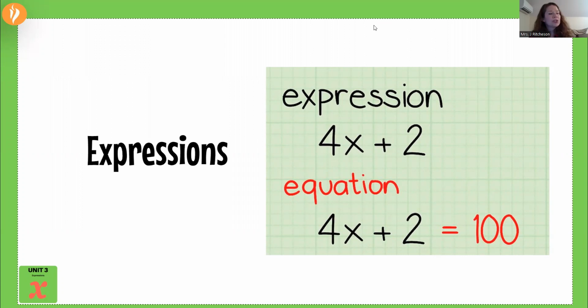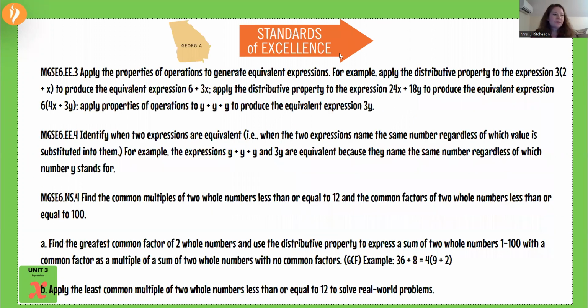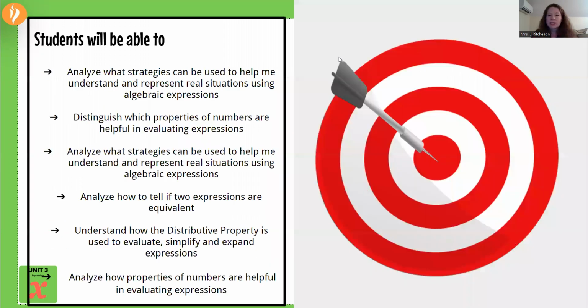We're going to get started on our lesson about expressions today. These are our standards of excellence. A few more. Our learning targets.